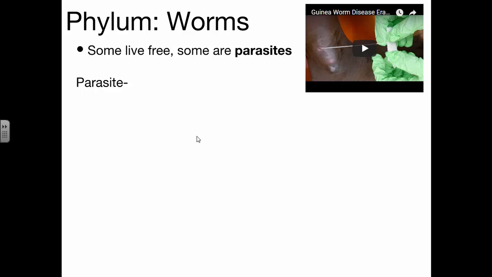So worms actually constitute three different phyla. We're lumping them all together here. There's flatworms, platyhelminthes, there's roundworms, nematoda, and there are segmented worms, annelida. But we're kind of lumping them together. Some of these worms are parasitic. A parasite is an organism that feeds on or off of another organism.